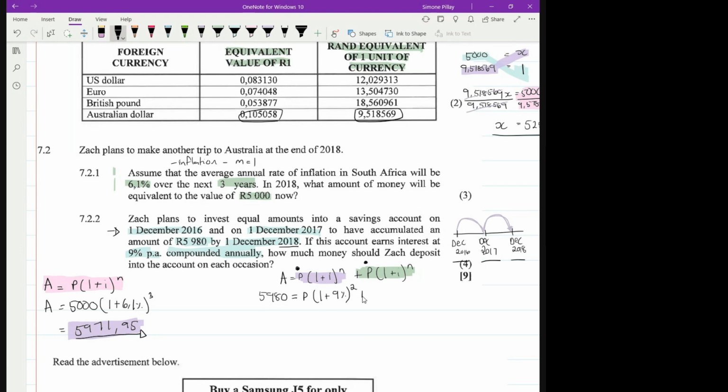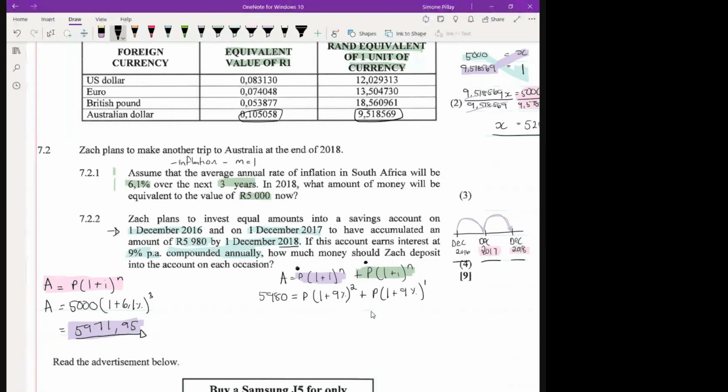Okay. Then for my second one, it's going to be P times 1 plus my interest, which is still 9%. And now my N, I've now invested here in 2017. So what is my N going to be if I take it out in 2018? Correct, it's going to be 1. Okay. Now that we have this, we can solve.